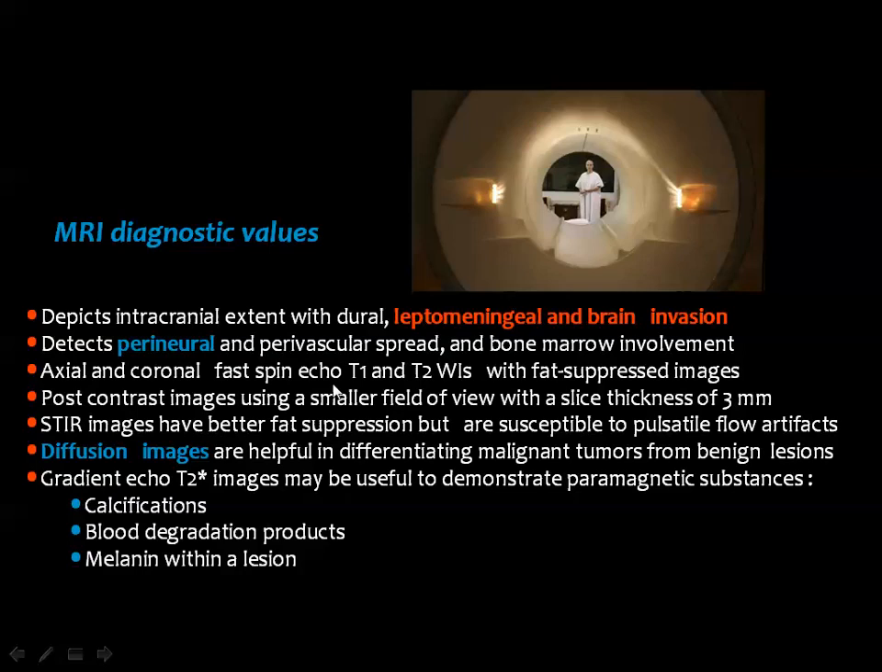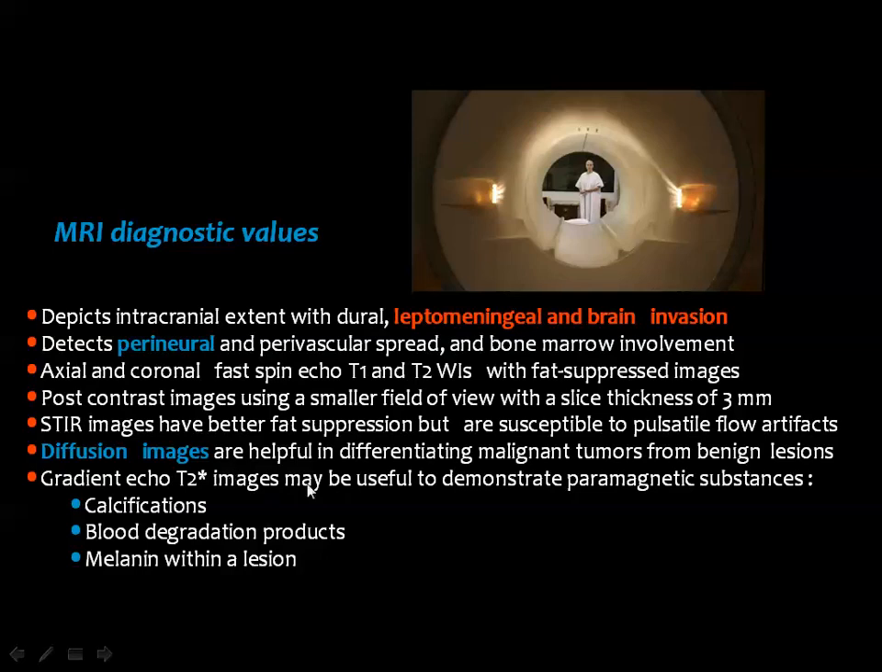Usually, we use T1 and T2 weighted images supported by the fat suppression technique, and the slice thickness is in the range of 3 millimeters. The STIR images are helpful in fat suppression to see some of the bone marrow lesions in this area.